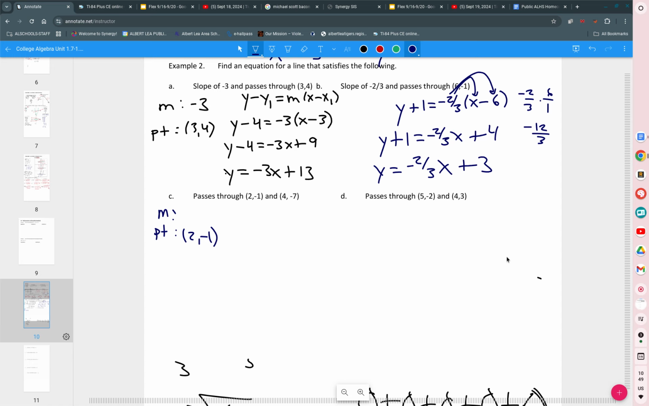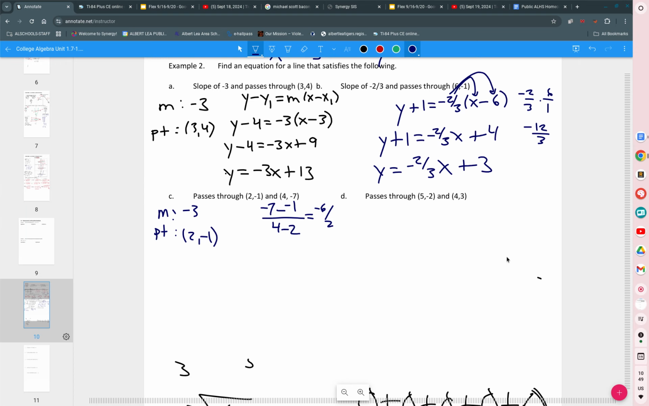I don't have the slope. They didn't give me the slope in this problem like they did in the previous one. How could we find the slope? Slope formula. I've got my y sub 2, which is -7, minus y sub 1, and I divide that by 4 minus 2. And I get -6/2, which is -3.